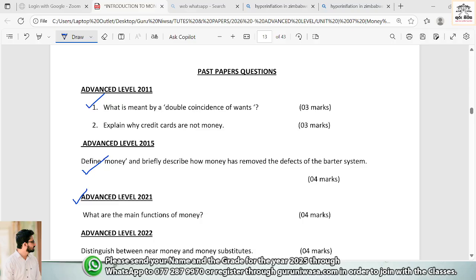2015 A-level paper question: how money has removed the defects of the barter system. The barter system has many defects, like 7 or 8 defects I gave you. But here you have to pay attention to the main one. You need to explain a bit more about the double coincidence of wants, as it is the main drawback of the barter system. It doesn't mean you don't mention other drawbacks, just include them, but double coincidence should be given a more detailed paragraph.